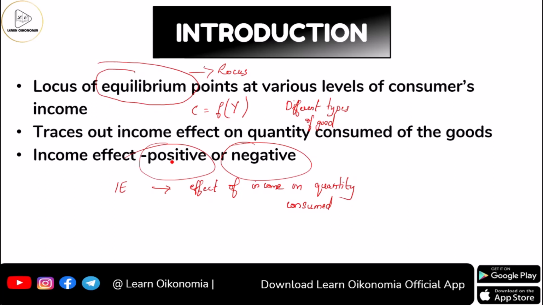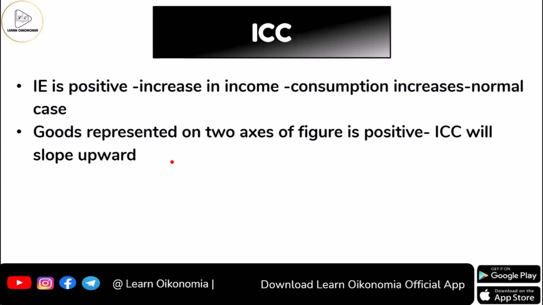Okay, so taking you to more discussion and details on this subject. Which are the goods that will have a positive income effect? Positive income effect means whenever your income increases, that will give rise to an increase in consumption of this particular commodity. This usually applies to normal goods. For normal goods, when income increases, the consumption also increases. So you can have an ICC moving upward. This would be a typical ICC as far as a normal good is concerned.